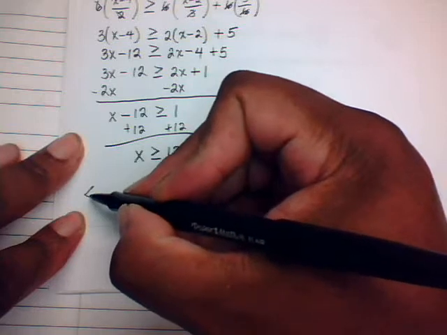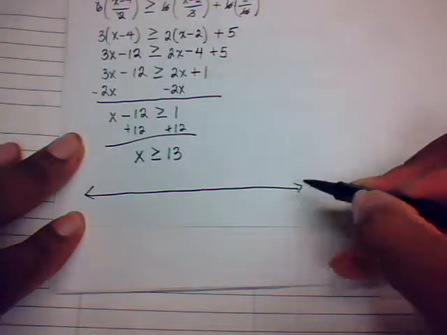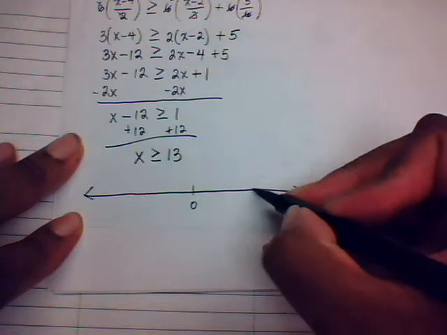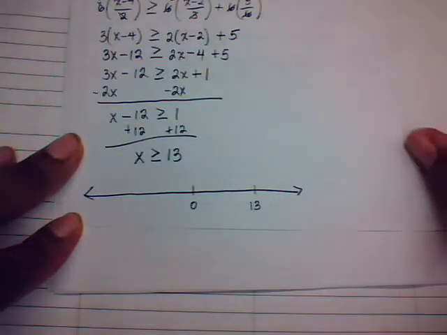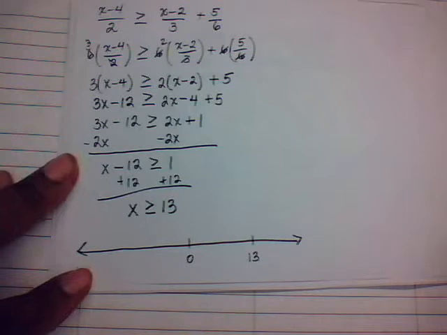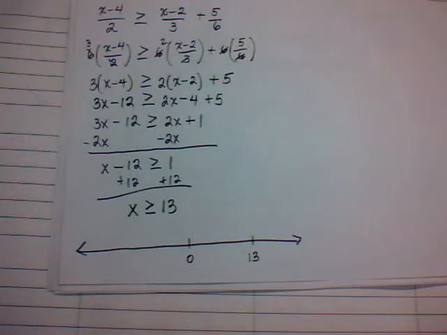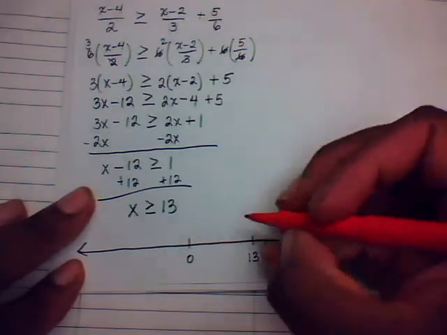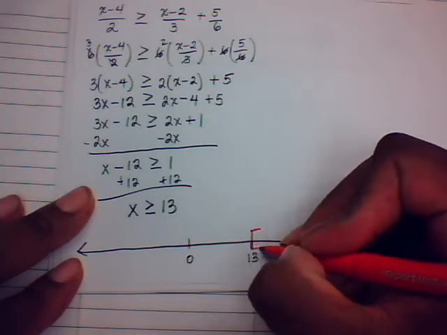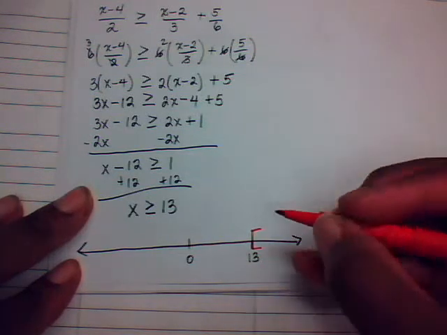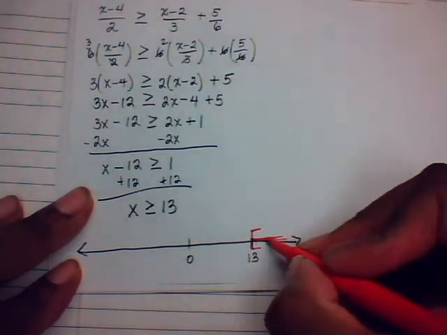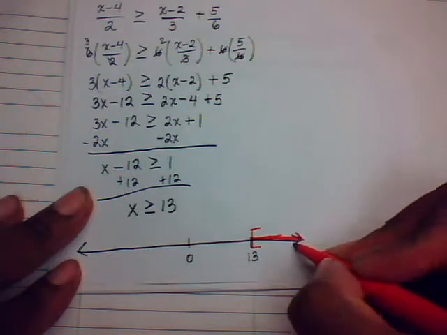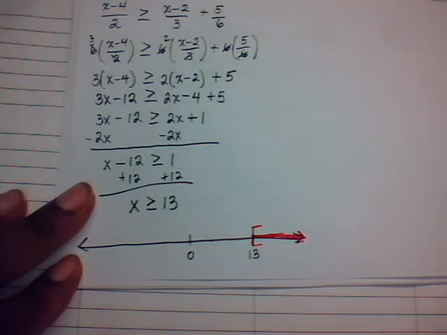Now the next step would be to graph this on a number line. Let's say 13 is about right here. And in this case, 13 is included, so I know I'm going to use brackets. The inequality symbol is pointing to the right, so I know I'm going to shade to the right of 13. So I'm going to use a left bracket at 13, and then shade to the right. And this goes on indefinitely.